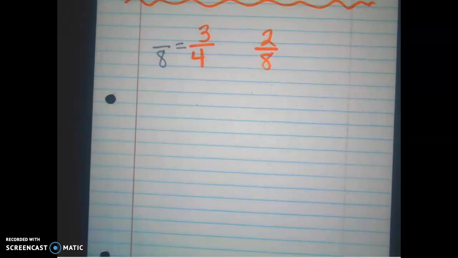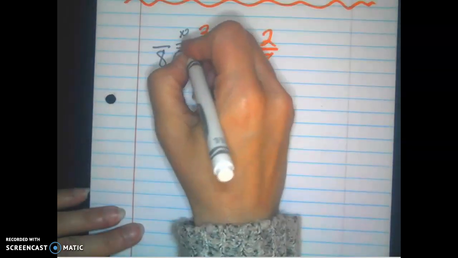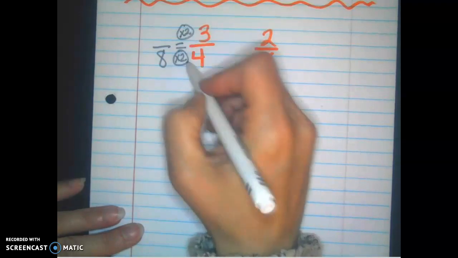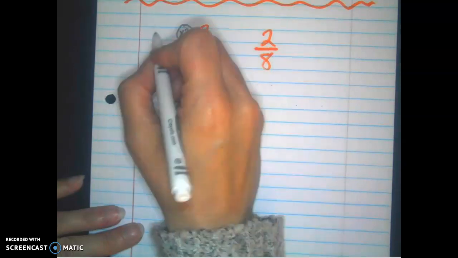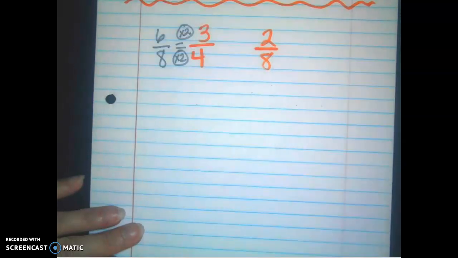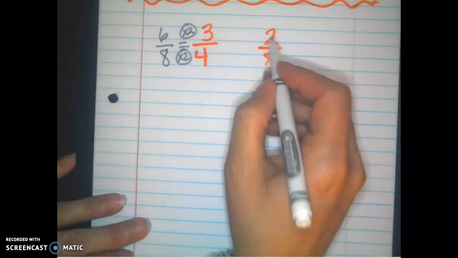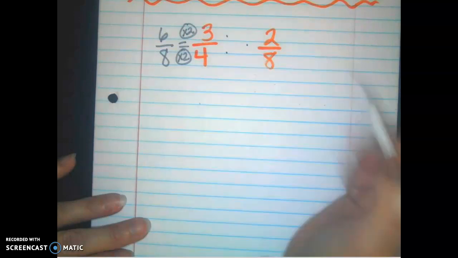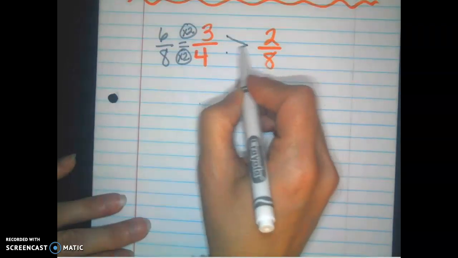So if I can multiply 4 times 2 to get 8, then you can multiply your top times 2. Remember, you want to do the same thing to both numerator and denominator. So 4 times 2 makes the 8. 3 times 2 makes 6. So now I can compare 6/8 with 2/8. 6/8 is bigger than 2/8. 6 is larger than 2, so I know that fraction is larger, that one is smaller. Bigger one gets 2 dots, little one gets 1 dot, and then you can connect those.